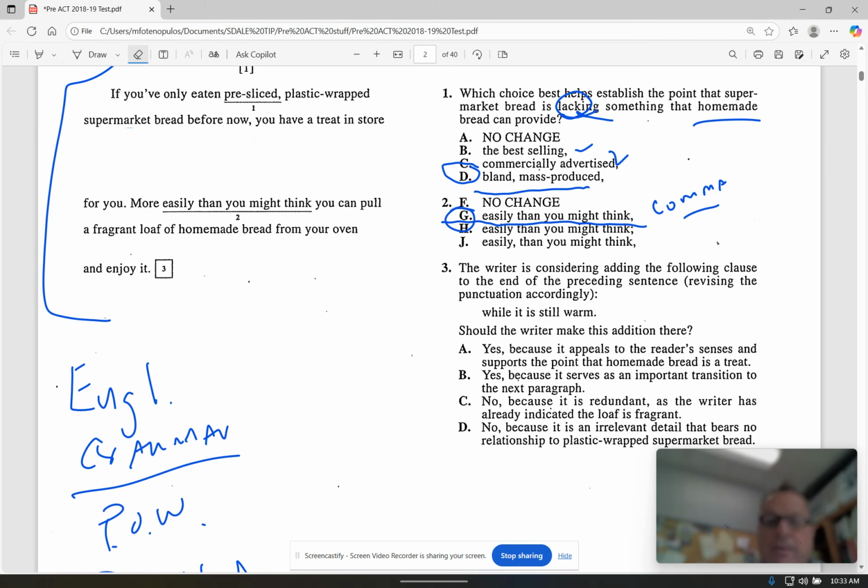Okay, enough of that. Let's go to number 3. The writer is considering adding the following clause at the end of the preceding sentence. Again, you need to know what that word means. Preceding means before. So we're looking at "while it's still warm," and where would you put it? Well, they're saying, can you go ahead and put that there? Can you put it here before that sentence? And should the writer make this addition here?